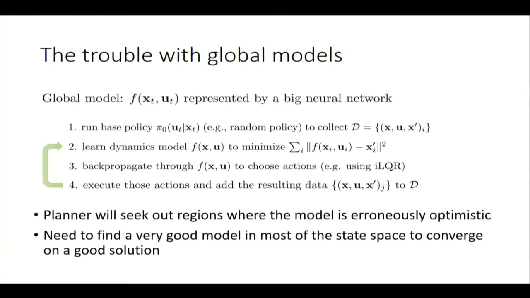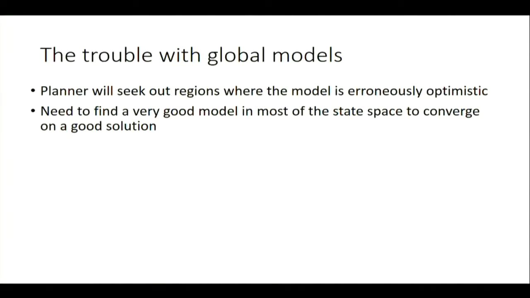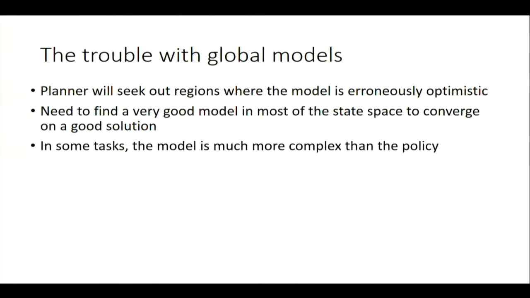So the trouble with global models is that you typically need to find very good models in most of the state space before you converge to a good solution, especially in problems where the model tends to be overly optimistic and where there's one good thing you'd like to find, it's hard to find, and there are many ways to get it wrong. The reason this happens is that in some tasks the model is actually much more complex than the optimal behavior.